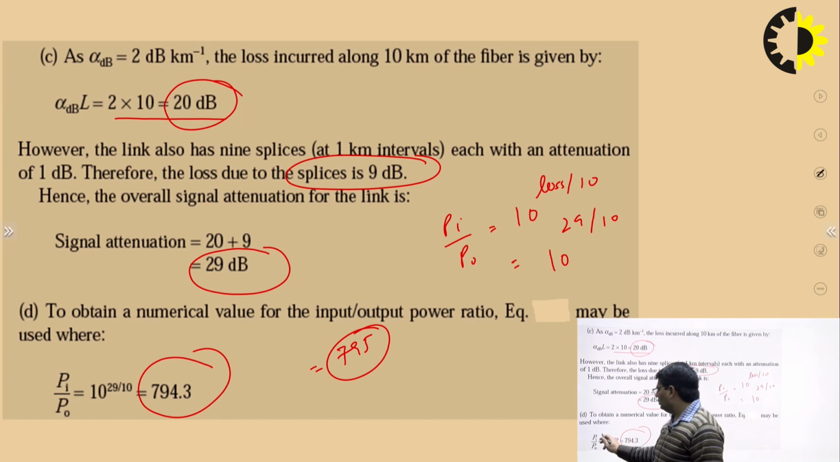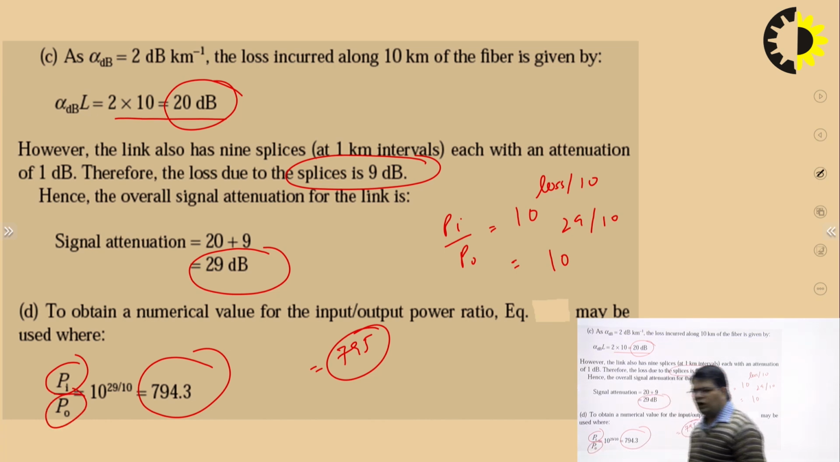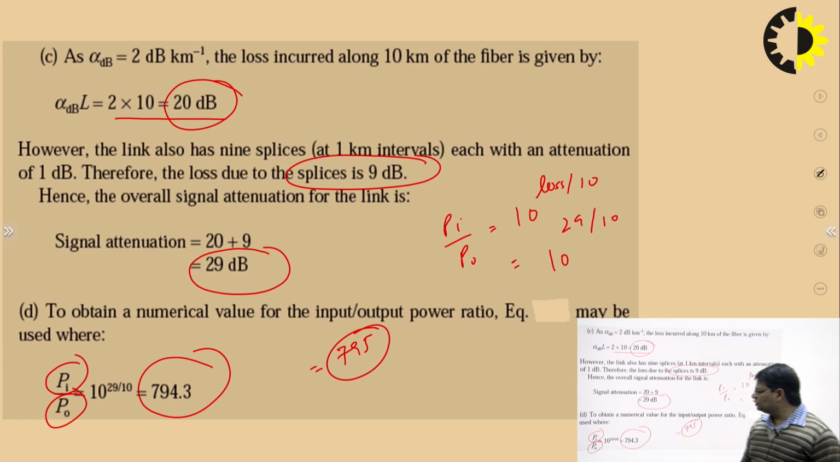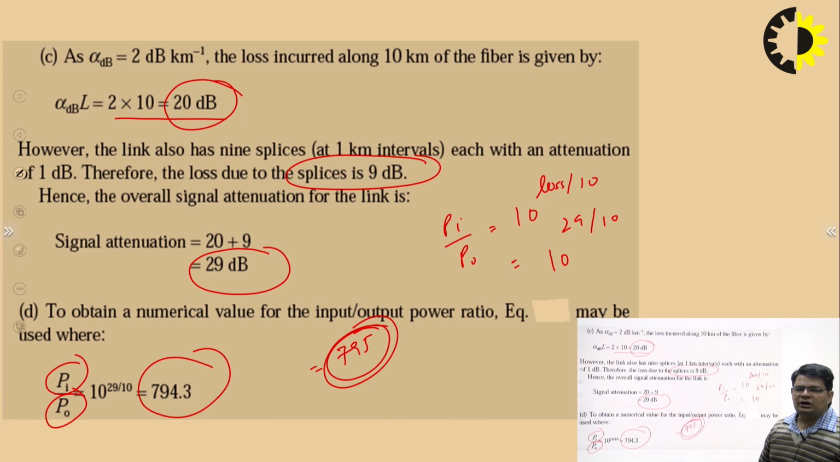So the power that we are providing to the fiber input and the power that we are receiving at the output, the ratio between these two powers is approximately 795, or we can say that the output power is 795 times less than the input power. That means in the fiber there is a significant amount of attenuation or loss.